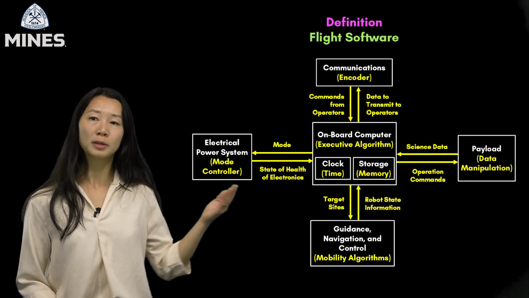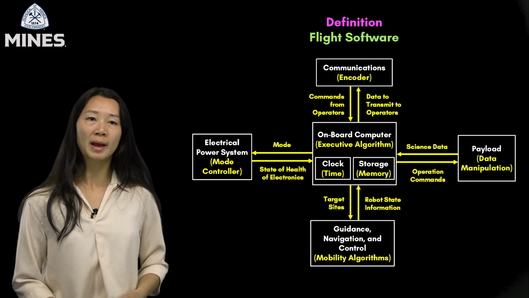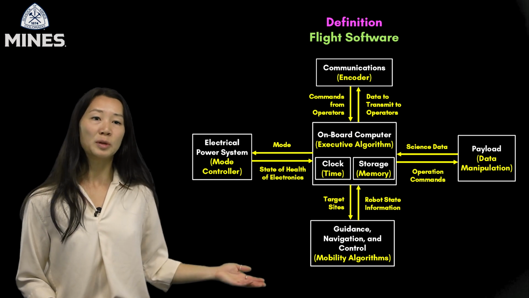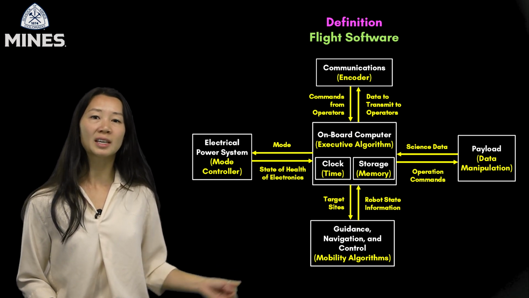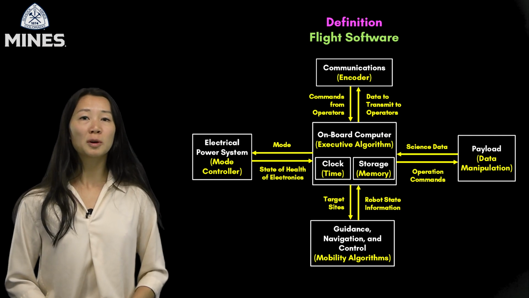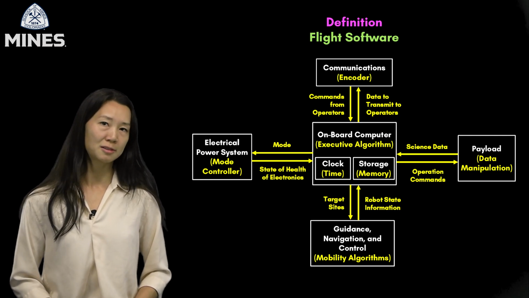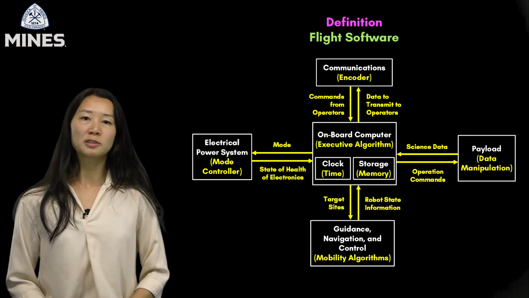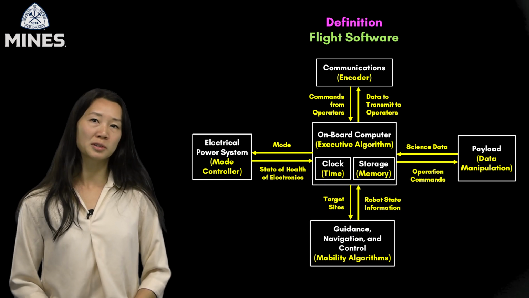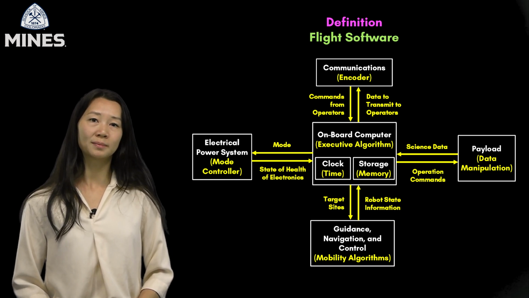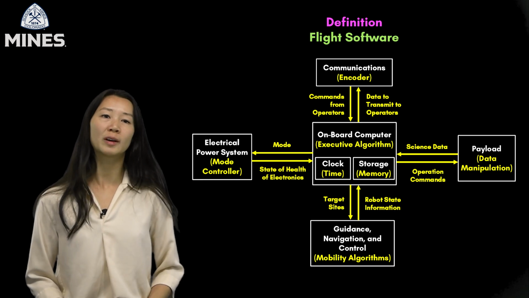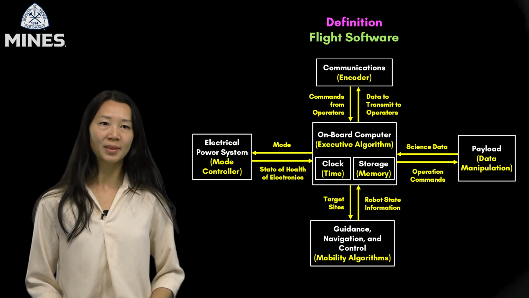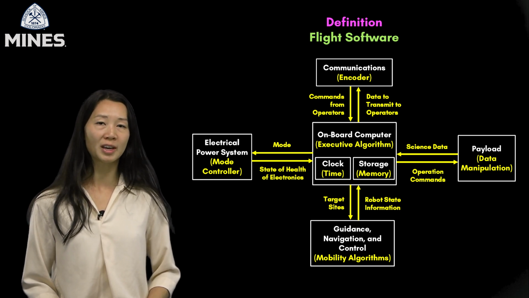It uses a mode controller to interact with the power system, adjusting based on state of health data. It uses mobility algorithms to guide navigation systems, which return robot state information and accept target site instructions. Inside the system, clock and storage modules track time and memory, key resources for managing events and data products. This structure shows how flight software reaches across every subsystem to maintain coordination, safety, and productivity, even when it's far from home and out of communication.